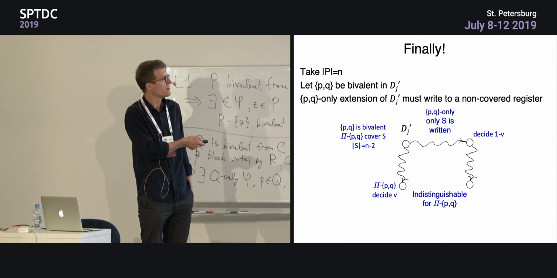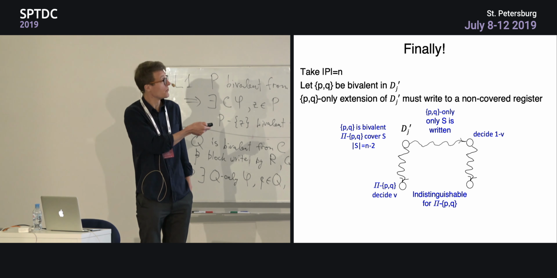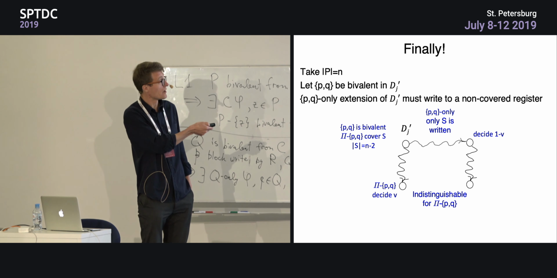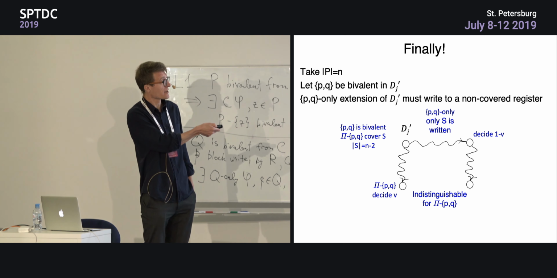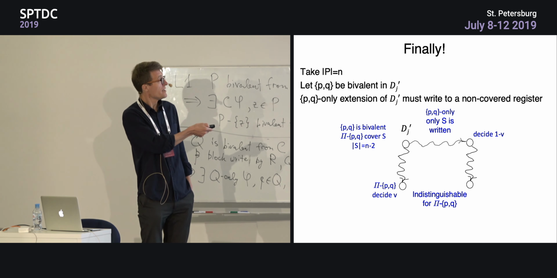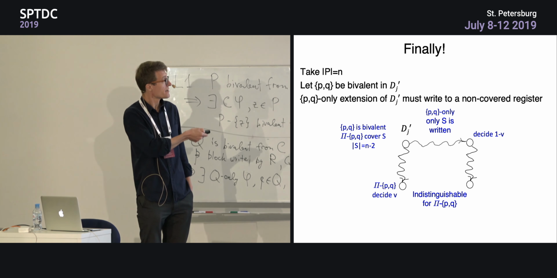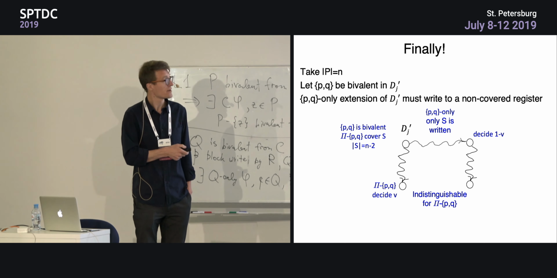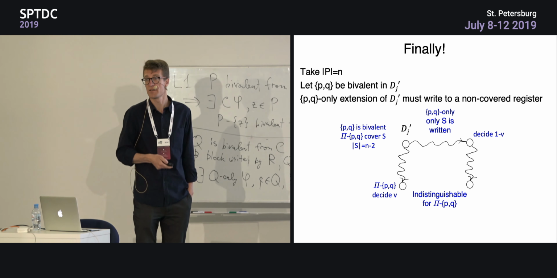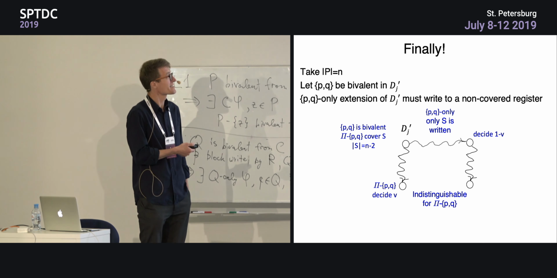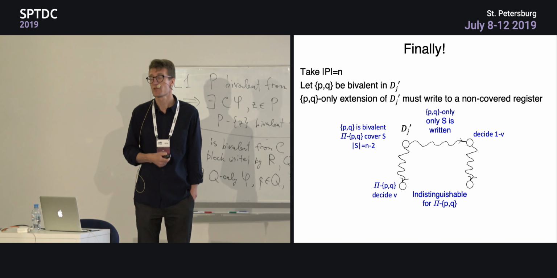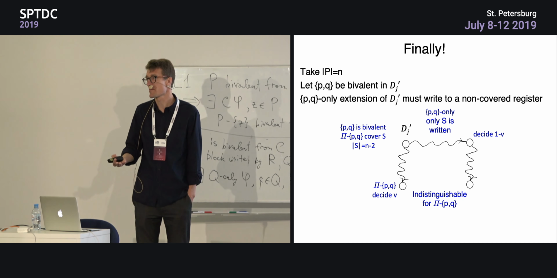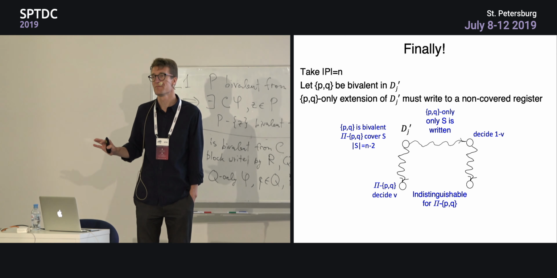Let this value be V. Since dj prime is bivalent for PQ, there is an extension by PQ only in which S is written and it decides 1 minus V. If these guys here do not write anything outside of S, then it's going to be absolutely indistinguishable. Which means that something outside of S should be covered, should be written, and as a result, we get n minus 1, and then we are done.